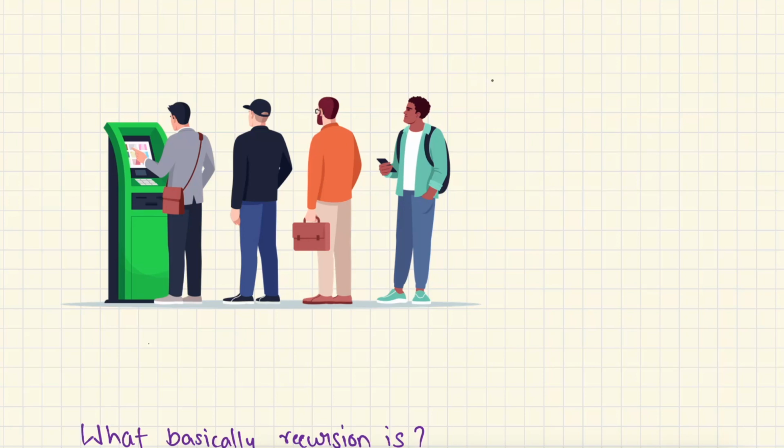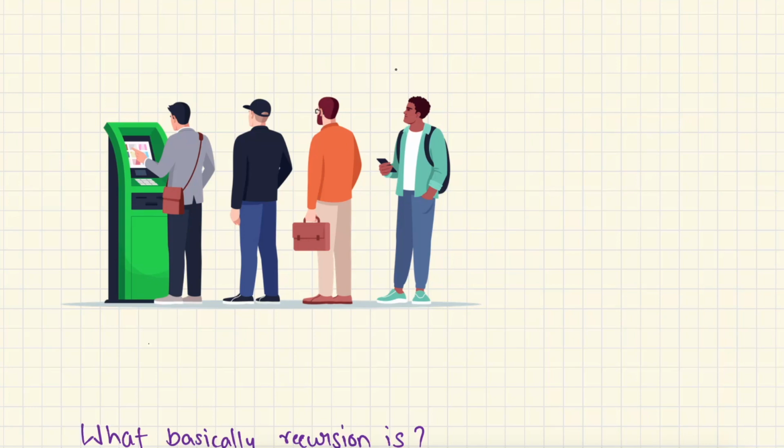So first things first, what is recursion? Let's first understand recursion through a real world analogy. I think the real world analogy is the best way to understand recursion. Let's say you are standing in a queue waiting for your turn to withdraw money, and you are curious and getting late. So you want to know how many people are standing in the queue in front of you.